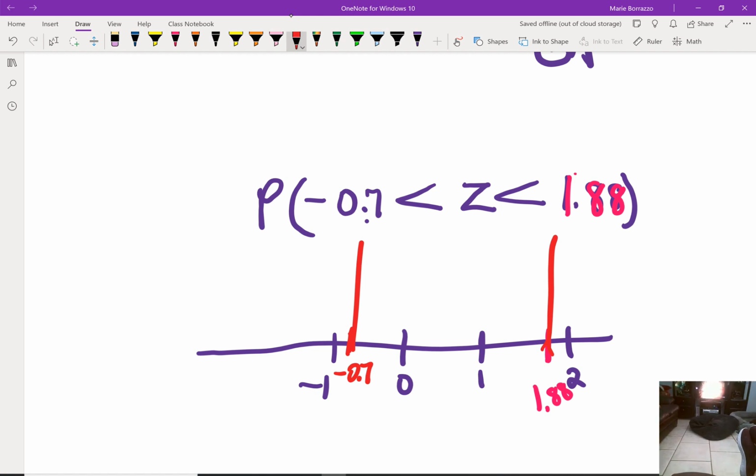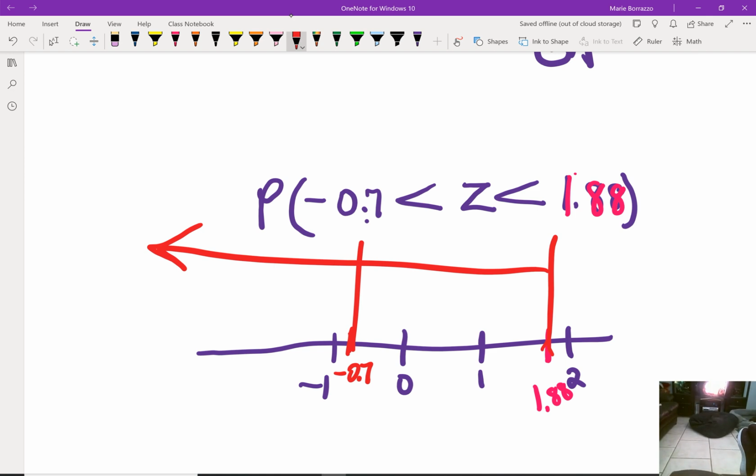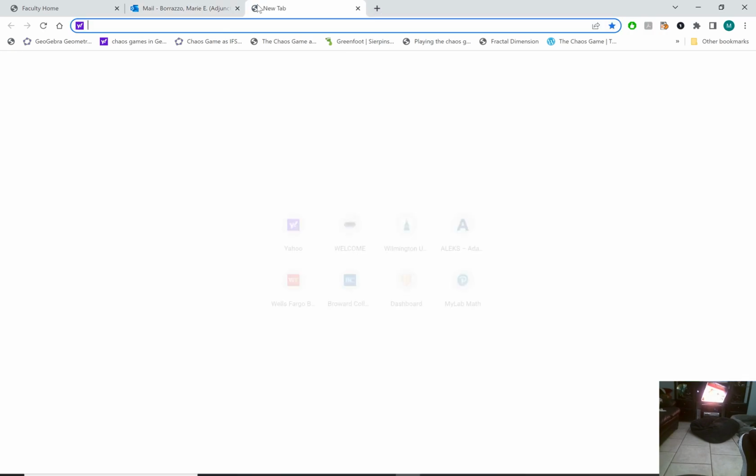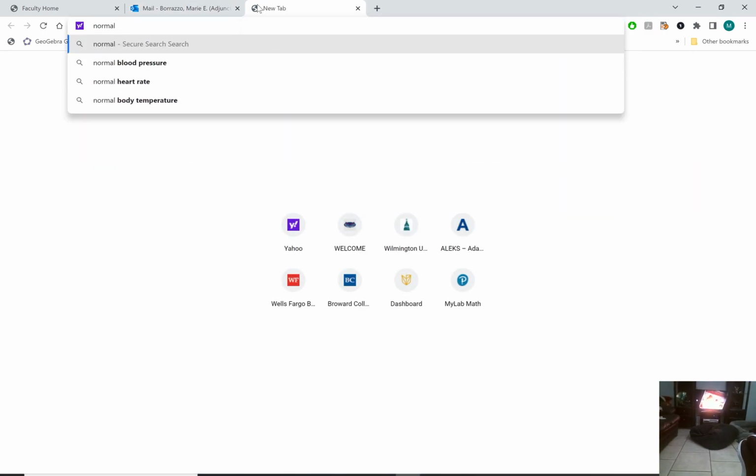So here's what I want you to remember. When you look up a z-score of 1.88, the area you get behind it goes this way. If I look at the area of negative 0.7, that goes this way as well. We want to know this area for the value, and then we want to subtract one from the other. So let's take a look for a minute. If you remember, I did provide you a little applet.